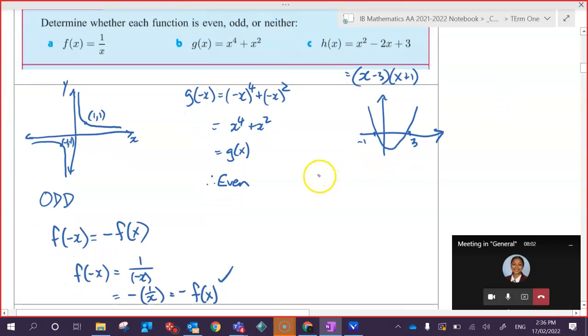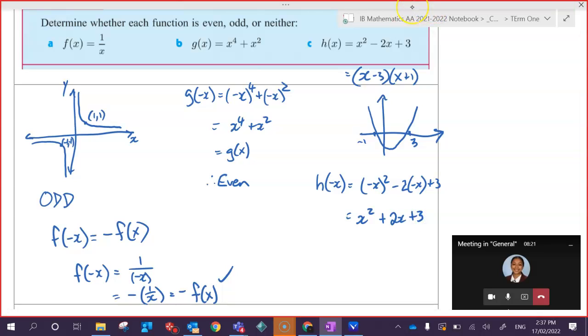h of negative x is going to be negative x squared minus 2 times negative x plus 3. And that's where the problem comes up, isn't it? I get my x squared, but now I've got plus 2x plus 3. You can clearly see that that's not the same. Why is this annoying thing here? Can I get rid of that? No, I guess not.